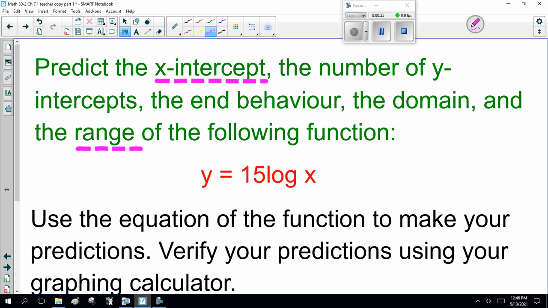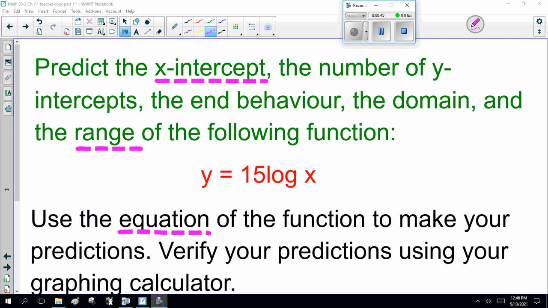y equals 15 log x. Now, use the equation of the function to make predictions. Verify your predictions using the graphing calculator. So graph the darn thing. Now I know I said graph it afterwards, but graph it at the beginning so you know what the answers are. Now, pause the recording, graph the darn thing, then come back and we'll talk about it.